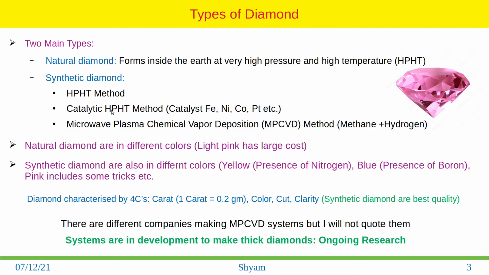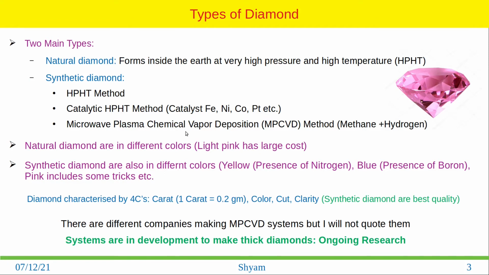Another method is the catalytic HPHT process. This is again the same method, but we put in a catalyst, like iron, nickel, cobalt, etc. What happens when we put the catalyst? It's normally very high pressure, high temperature, but when we put the catalyst, the pressure required becomes lower, and the temperature is lower. That's why we put the catalyst. But the disadvantage of this process is that since we are putting in iron and nickel, we have impurities of these elements inside the diamond.